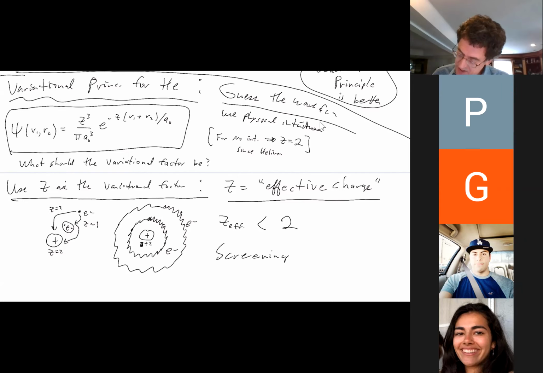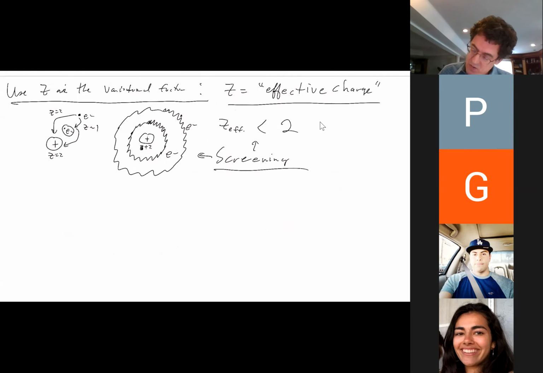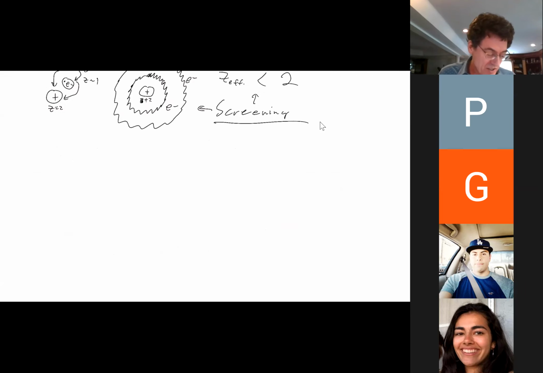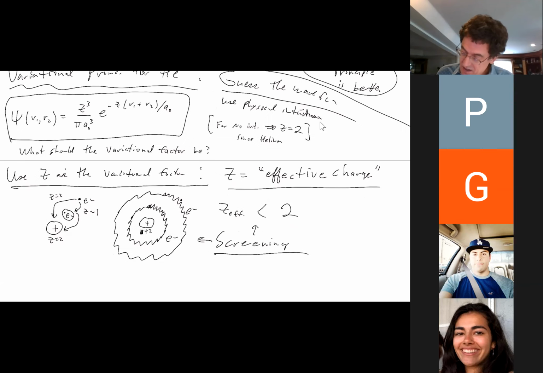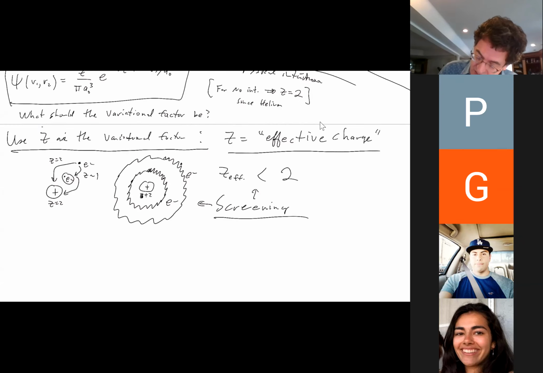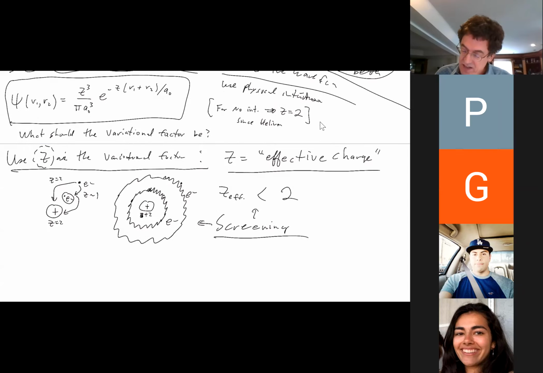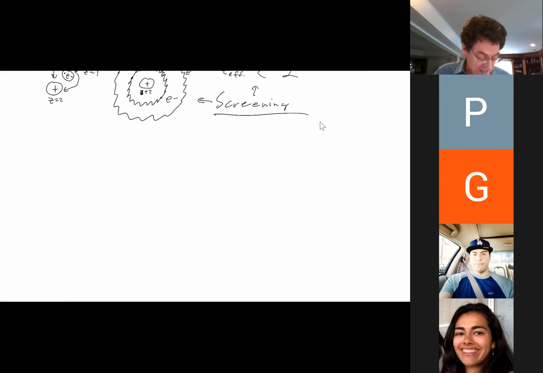This is the effect of screening. One electron screens the other. And so because of screening, we use this wave function, and we use Z as the variational factor. So now it's back to the variational principle, and so let's just calculate it.